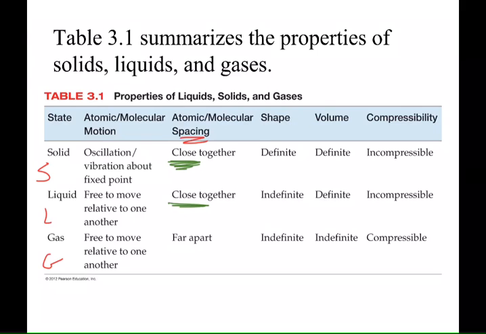Liquids are pretty close together. Usually there's a little more spacing between liquid particles or molecules than in the solid state. And gases are way far apart. The shape of a solid is definite. It's stuck. The shape of a liquid is not definite. The shape of a gas is not definite. The volume of a solid is definite. The volume of a liquid is definite. The volume of a gas is indefinite, rebels that they are.